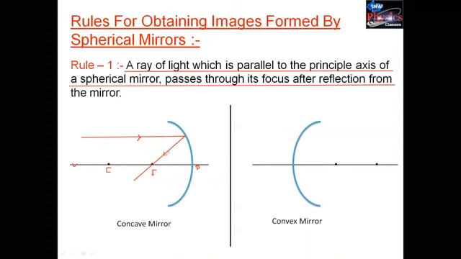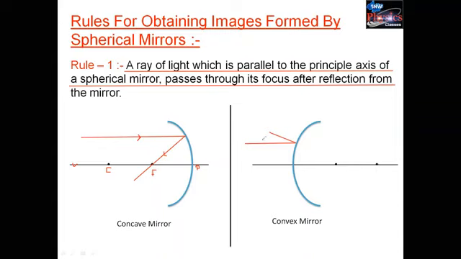The ray of light which is coming from infinity, or parallel to the principal axis, then what happens? The first rule says that it passes through the focus after reflection. Now let us see the same case for the convex mirror. This one was the concave mirror. So in the case of convex mirror, again when the ray of light is coming from infinity and parallel to the principal axis, after reflection it passes through the focus.